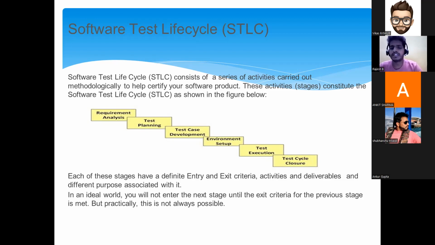And test closure, this is the exit criteria. I can say there will be some user stories that may not be developed in the planned timeline, or may be deferred, or may be dependent on some other user stories or functionalities.